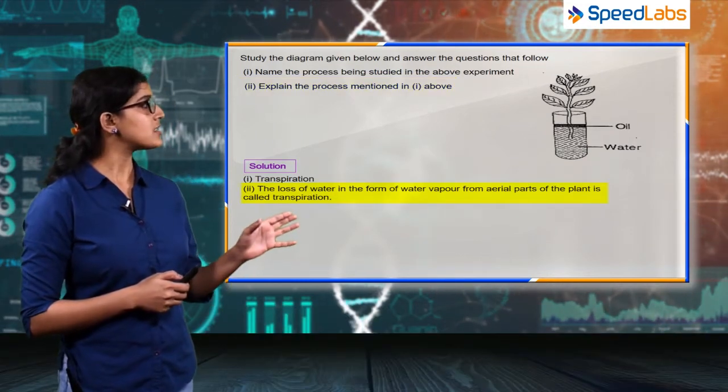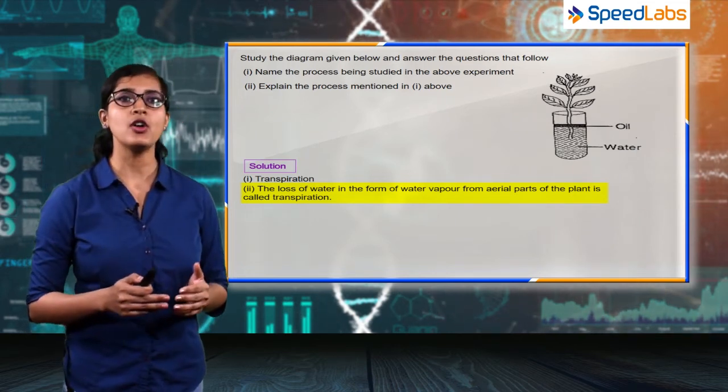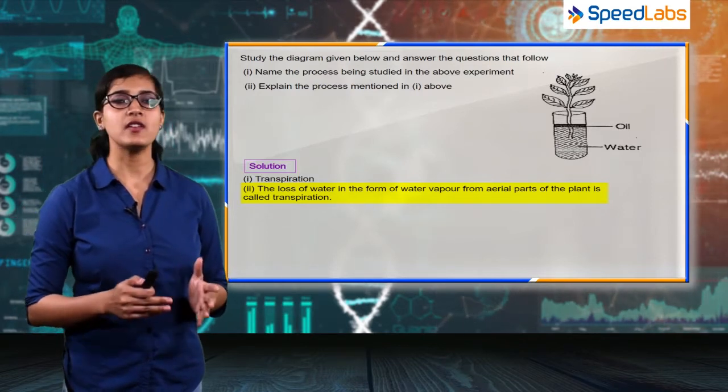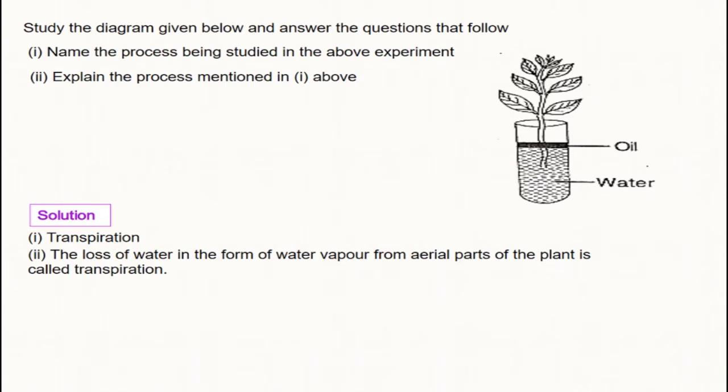So transpiration is the loss of water in the form of water vapor from the aerial parts of the plant, which is called transpiration. Now transpiration generally happens through the stomatal pores in the leaves. Now the next question from this diagram, why is oil placed over water? What is the significance of it?